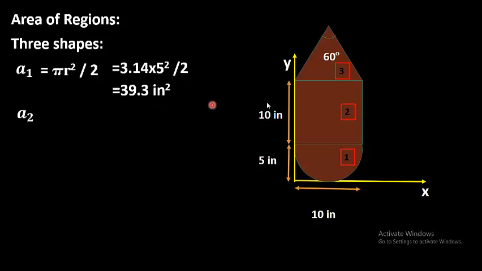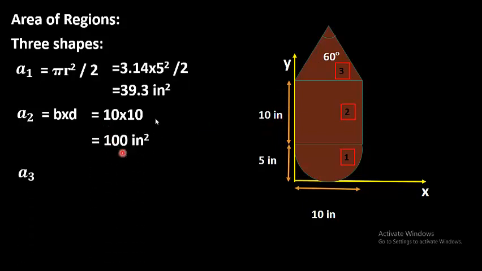Now area 2. Area 2 is the area of this square. The area of a square is equal to b multiplied by d, width multiplied by depth, which is 10 multiplied by 10. As you can see here, the width of the square is 10 and the height of the square is also 10. So 10 multiplied by 10 comes out to be 100 square inches.